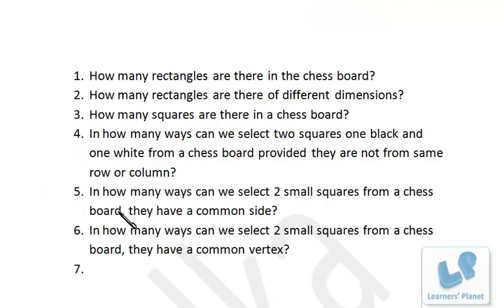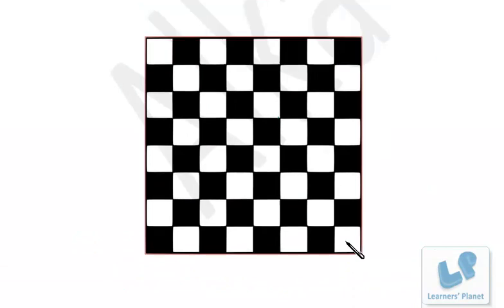Now the next question with us is, in how many ways can we select two small squares from a chessboard when they have a common side? Now this is another way of asking a question where you have to find out the number of rectangles having dimensions 1 by 2. So these two squares, right? These two, they have a common side. Similarly, these two, they have a common side, right? So precisely what you have to do, you have to find out the number of rectangles having dimensions 1 by 2, right?